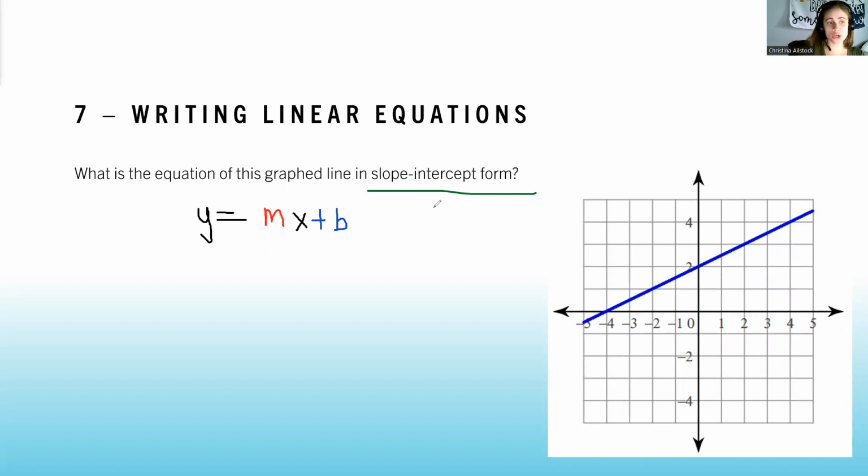It doesn't really matter which value you find first. I'm going to find the y-intercept first just because it's so quick and easy. Here we have our y-axis. We're just looking for the point at which our line crosses through the y-axis, and that would be right here. So we know that we're going to have a y-intercept of 2.